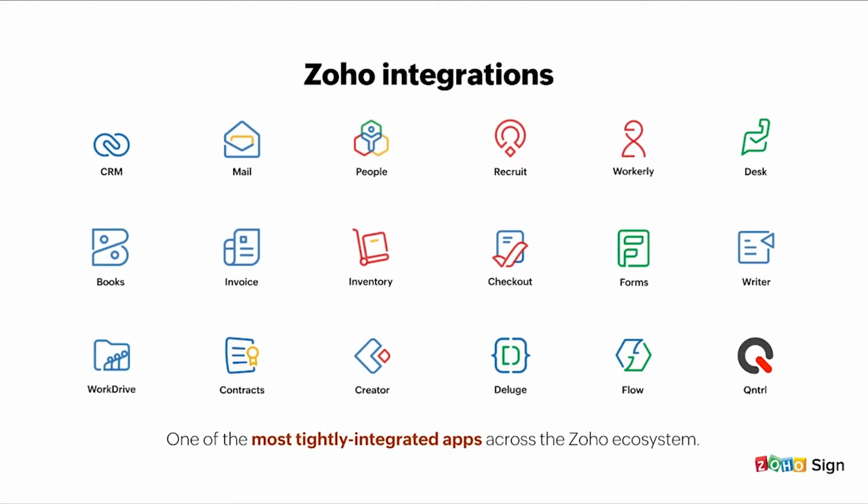As I mentioned before, Zoho Sign is built on REST APIs, so you can easily integrate with other applications as well. Zoho Sign is probably one of the most tightly integrated apps within the ecosystem, offering 18 integrations with other Zoho apps. You can also add payment fields to your document before sending them out with the checkout integration, and if you are a developer, you can integrate with more apps using Deluge, which is Zoho's low code scripting language.